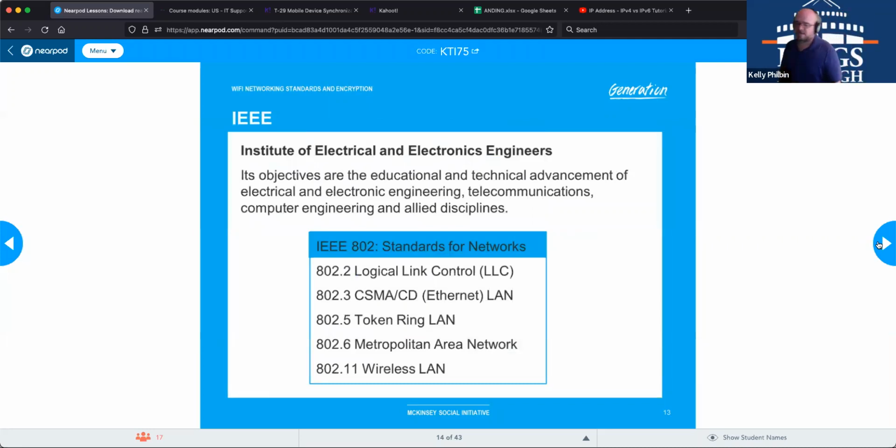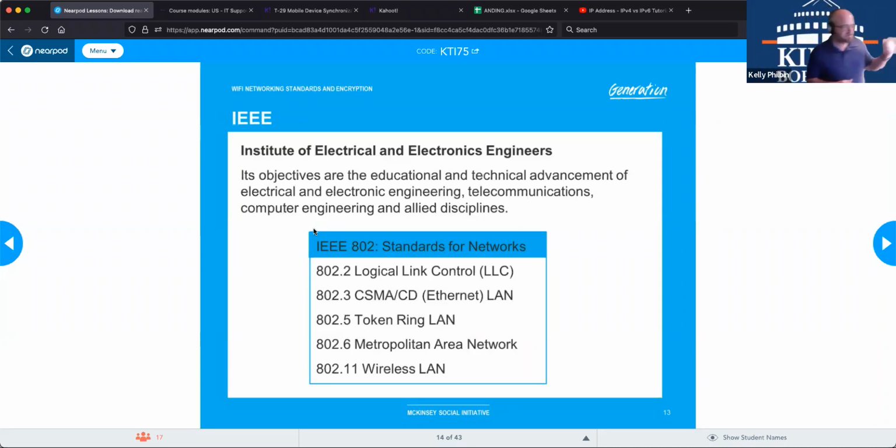So we briefly mentioned this before, the IEEE, which is the Institute of Electrical and Electronics Engineers. Basically what they do is they set or finalize the standards of the technology that we're using. So you could go in and there is a whole group, like 100 different ones of 802 standards for networks.